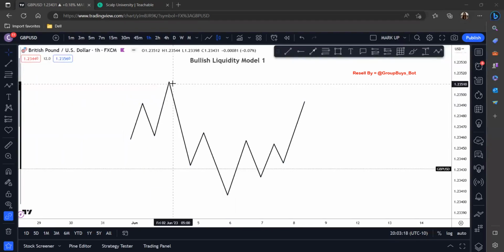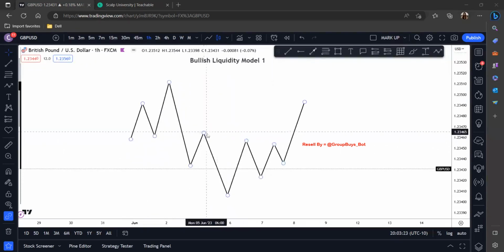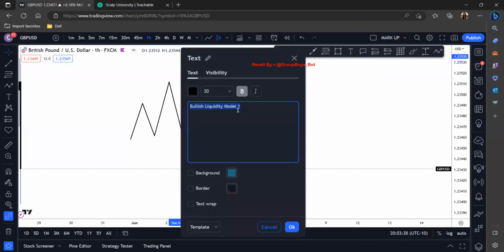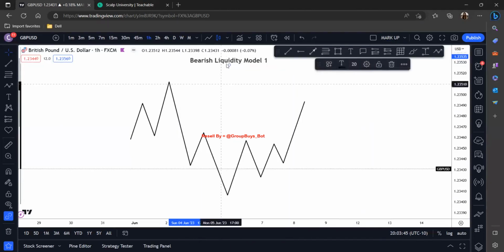We created a high. We then broke structure to the downside. We came up, we had some sort of retest, and we also broke structure again, creating a low, and price is coming up and up. And so this is, like I said, oh, sorry, excuse me. This would be a bearish model. Let me go ahead and change this. Yeah, this would be a bearish model. Okay, so this model would be for sells. My apologies.